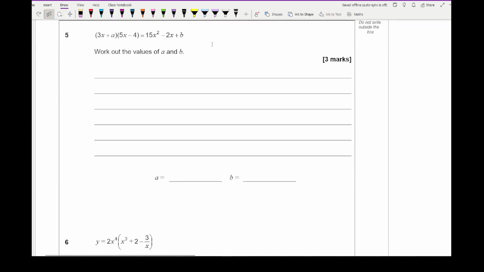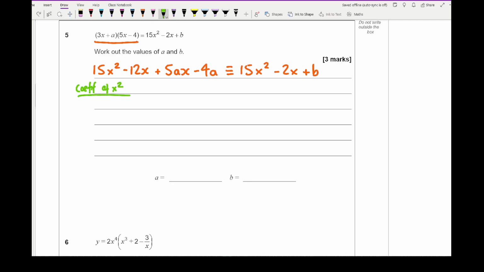Moving on to question 5, it says work out the values of a and b. So this question we need to compare the coefficients. So if I first of all expand this out, so here I'm going to end up with 3x times 5x, which is 15x squared. 3x times minus 4 is minus 12x. Then I end up with plus 5ax and minus 4a. And that is equivalent to 15x squared minus 2x plus b. So now what I need to do is compare the coefficients. So the coefficients of x squared. Well, I've got 15 on the left hand side, and on the right hand side I've got 15, so that's not a problem. Pretty pointless for me doing that actually.